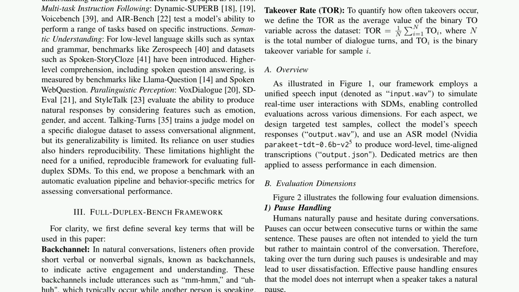To quantify how often takeovers occur, we define the TOR as the average value of the binary TO variable across the dataset. TOR equals the sum of all TO sub i over n, where n is the total number of dialogue turns, and TO sub i is the binary takeover variable for sample i.